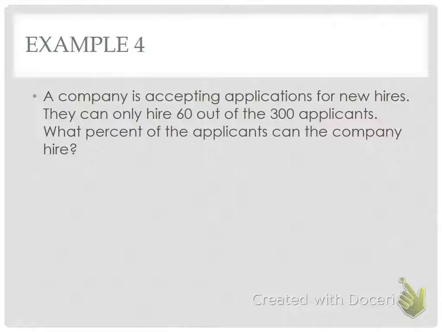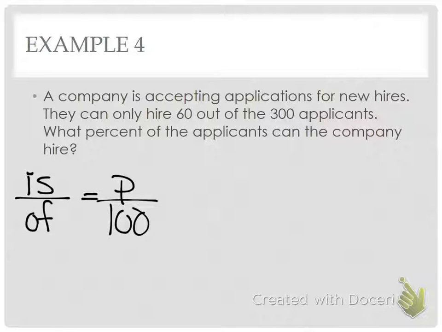So I start off with my formula: is over of equals P over 100. Now I have to figure out where the numbers substitute in. So I want to give you a chance to try to plug them in. Which value is my A, or my part, and which value is my B, my of, my total?